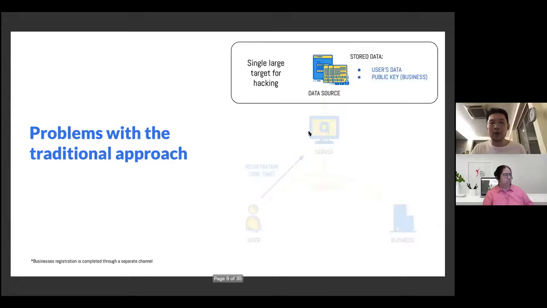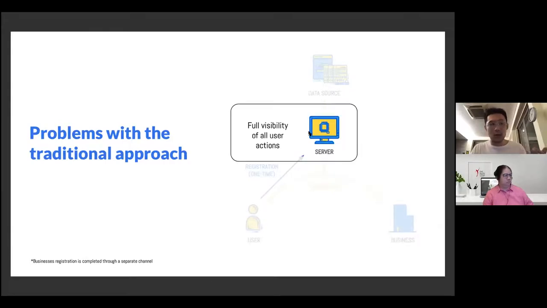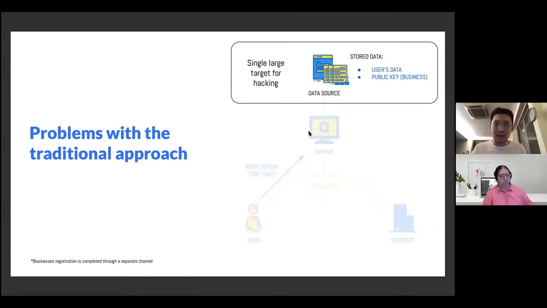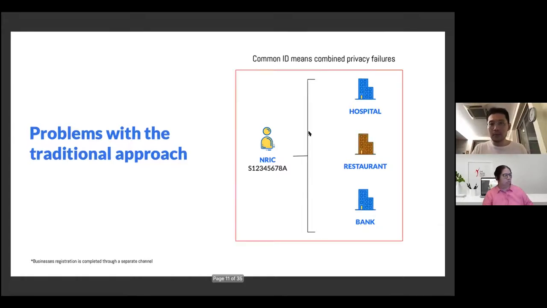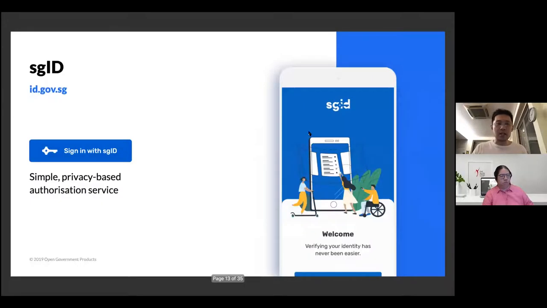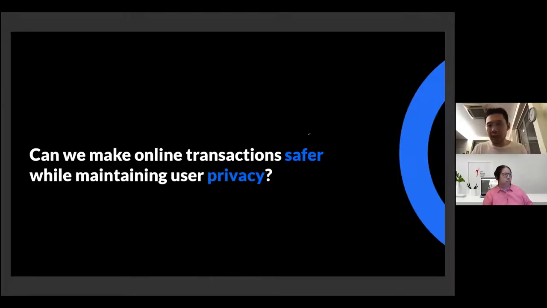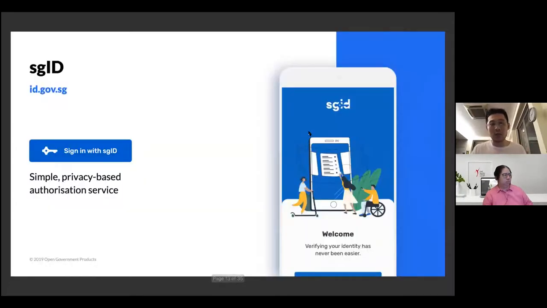So how can we get around this? How can we get around the problem of a central authority having full visibility, a big juicy hacking target, and a very huge privacy vulnerability from everyone using a common ID? So that's what sgID is for. Basically, how can we have safe online transactions, because we want a verified ID, while having user privacy protected? And that's how we use sgID.